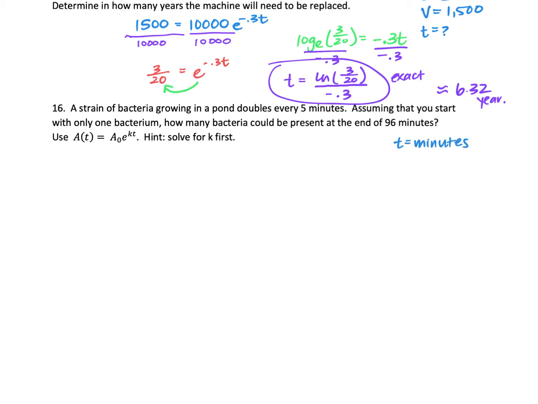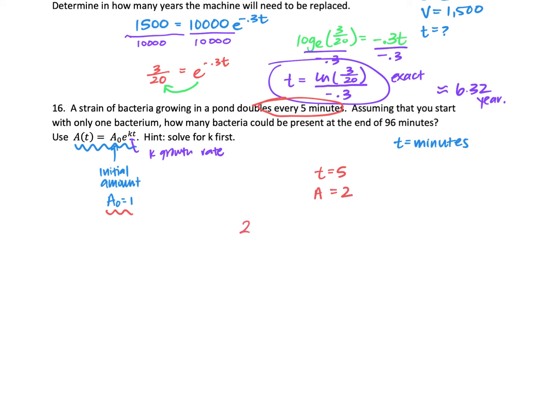Now I have the formula for the amount of bacterium is equal to A naught. That's going to be my initial amount, which it tells us we're starting with one bacterium, times e raised to the power of k times t. And k, again, is your rate of change. This is our growth rate. We do not know that. So we're going to solve for that first. What we do know is one other piece of data, that every 5 minutes, the amount of bacterium is doubling. So when t is 5, we're going to double from 1 bacterium to 2.